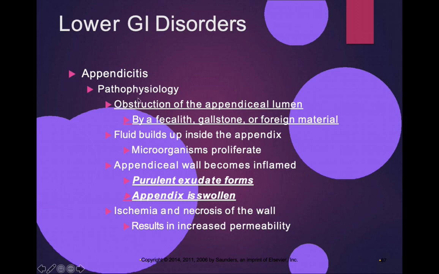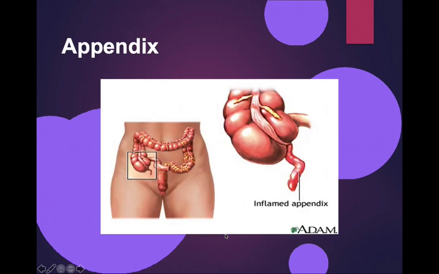Let's look at appendicitis. This is an obstruction of the appendiceal lumen. It could be obstructed by a fecalith, gallstone, or any type of foreign matter. You get fluid buildup inside the appendix. The appendiceal wall can become inflamed with purulent exudate, and the appendix becomes very swollen. It can become ischemic and necrotic, and it can result in increased permeability.